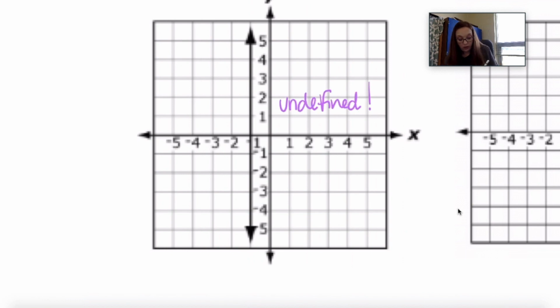So the slope here is undefined. Okay, the vertical change and horizontal change is very difficult to do here. You can't make one of those slope triangles like we did in the first example because it's just that vertical line. So this has an undefined slope.